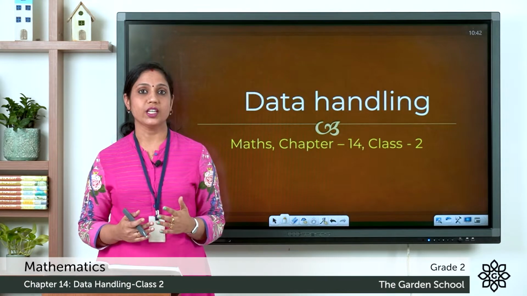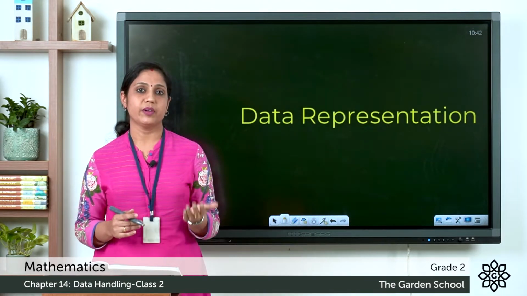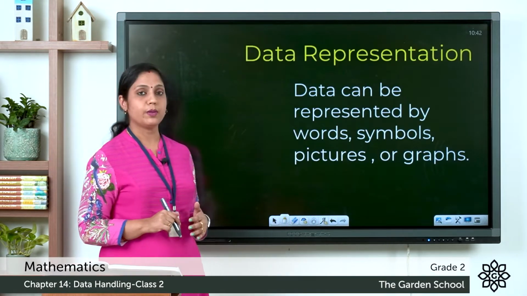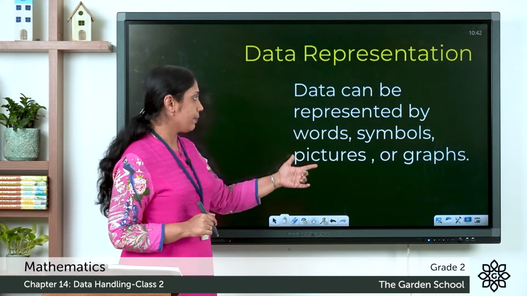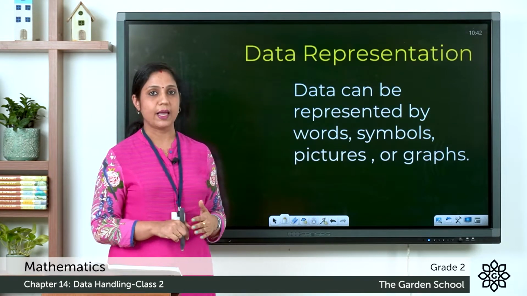Today, we are going to learn about data representation. So, how can data be represented? Data can be represented by words, symbols, pictures or graphs. So let's learn it with some examples.